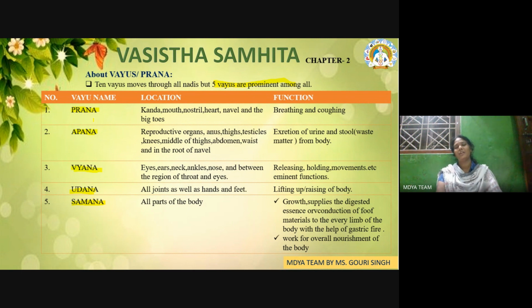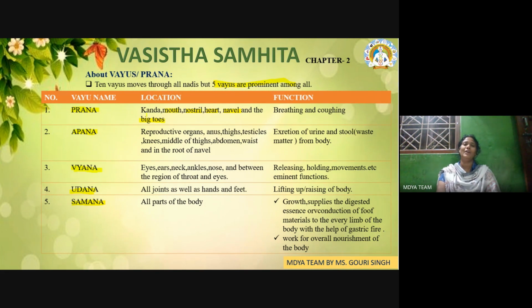First comes the prana, whose location is the kandha, because in the kandha area is the source of energy. So here it is associated with the prana, and its location is more in the mouth area. It is also present in the nostril, in the heart area, in the navel area, and the big toe. Especially it is associated with the big toe.